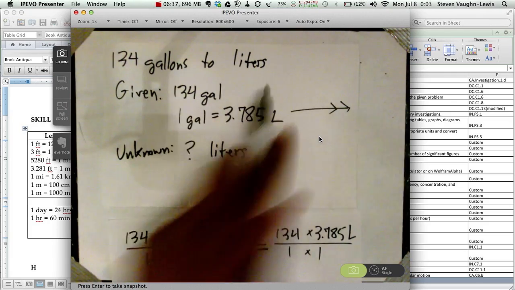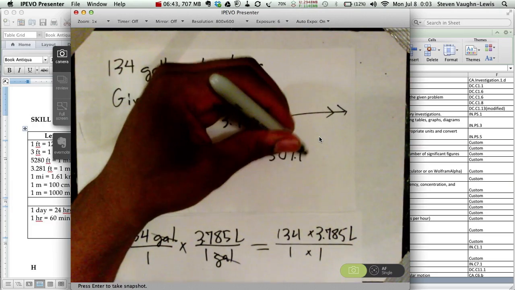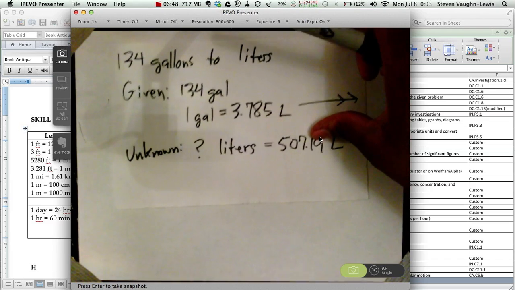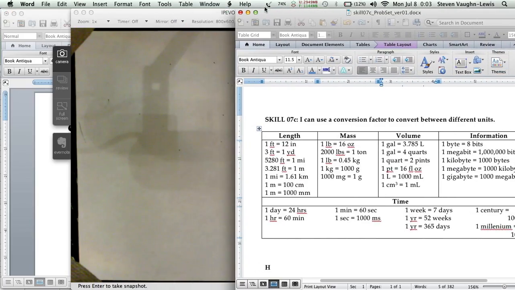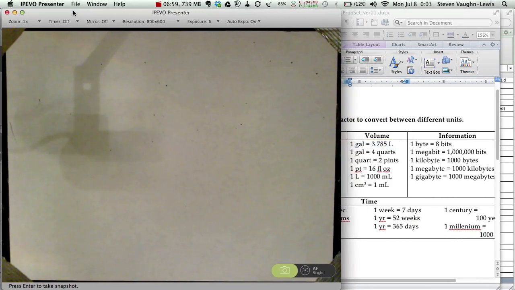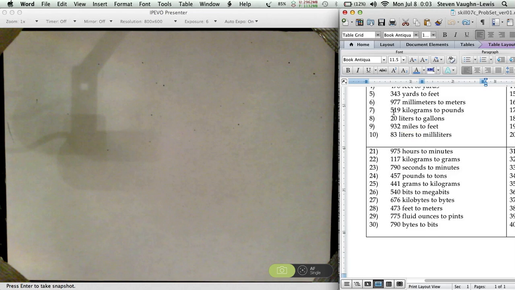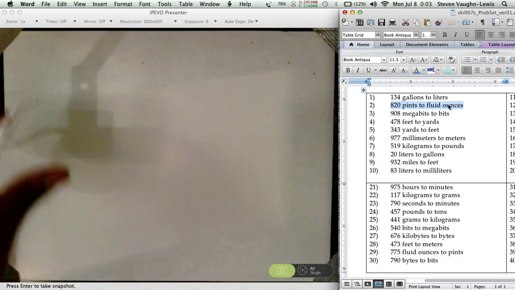We convert it from gallons to liters, and the unknown is 507.19 liters. And that is how you use conversion factors to solve a problem. Now these are really easy. Now I'm going to do a couple more real quick, rapid fire, just so that you can get the sense of how to solve them. Now I did problem 1, 134 gallons to liters. Let's do problem 2, 820 pints to fluid ounces.